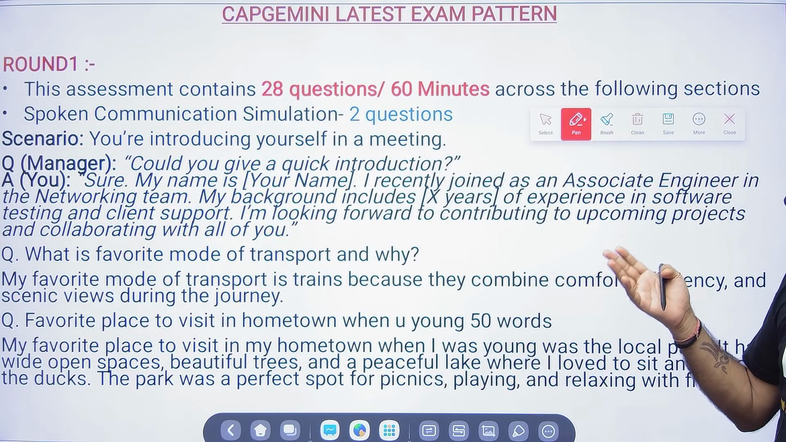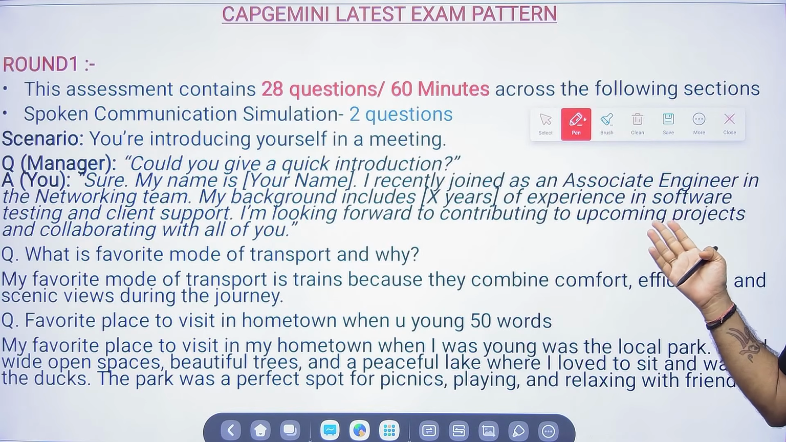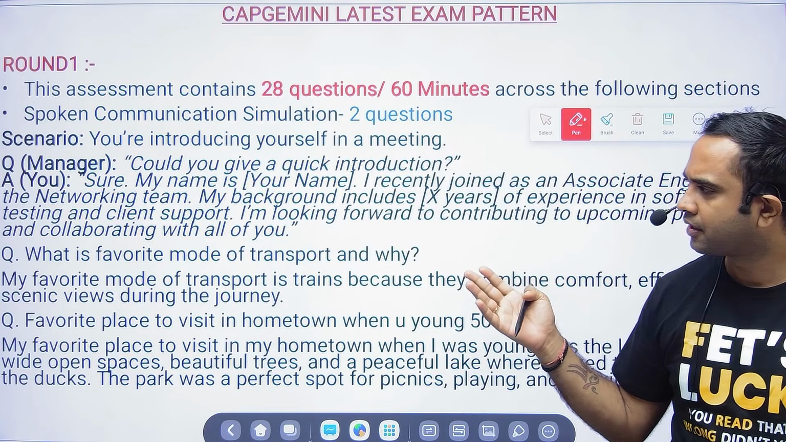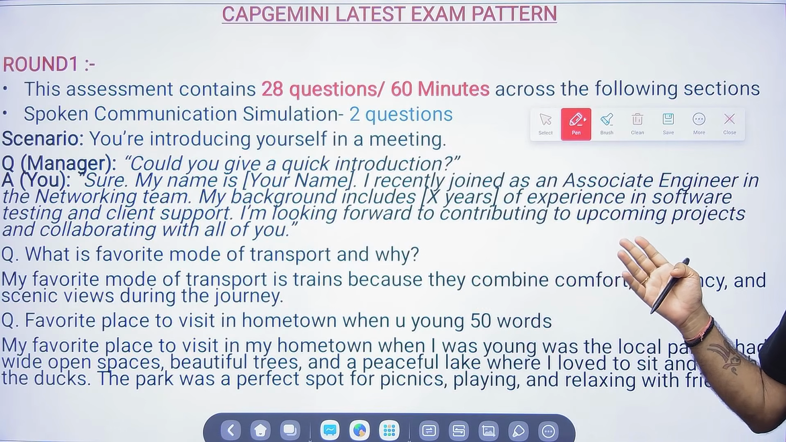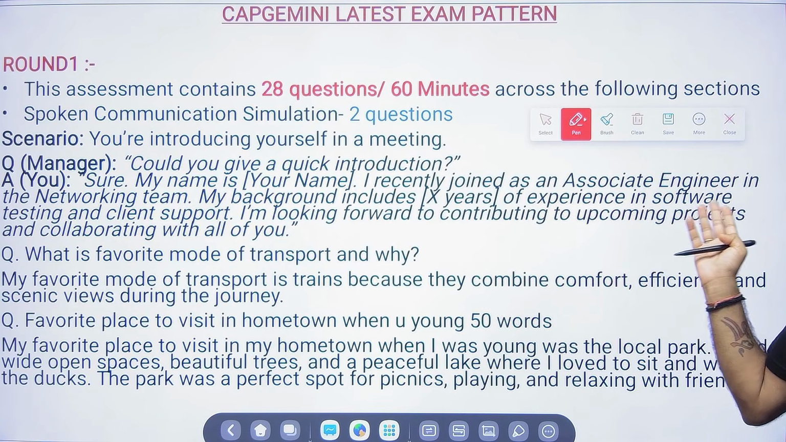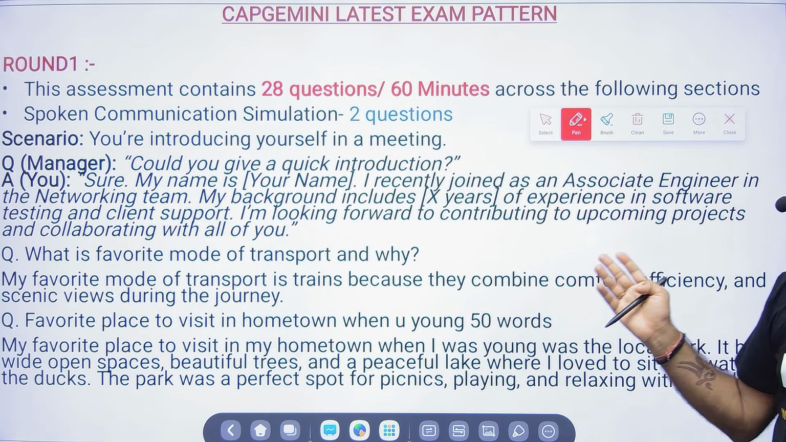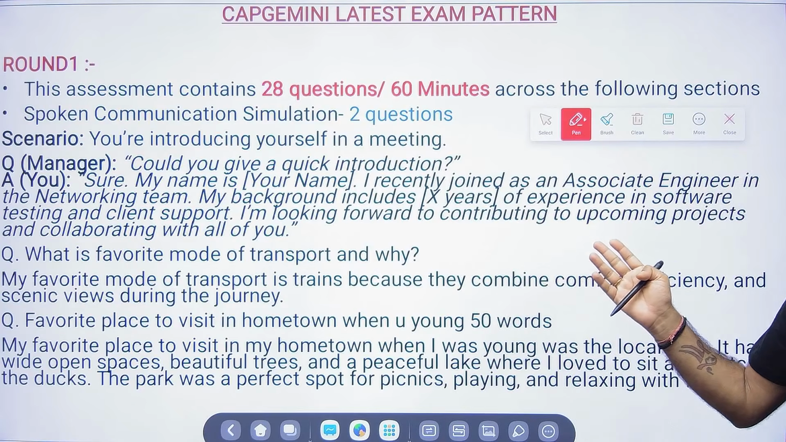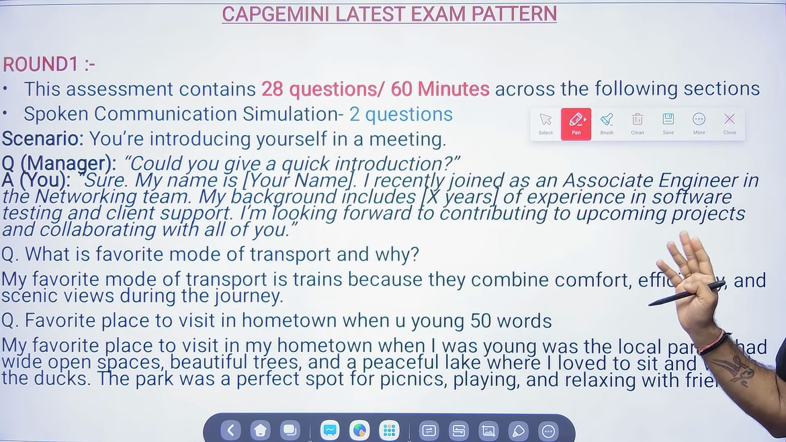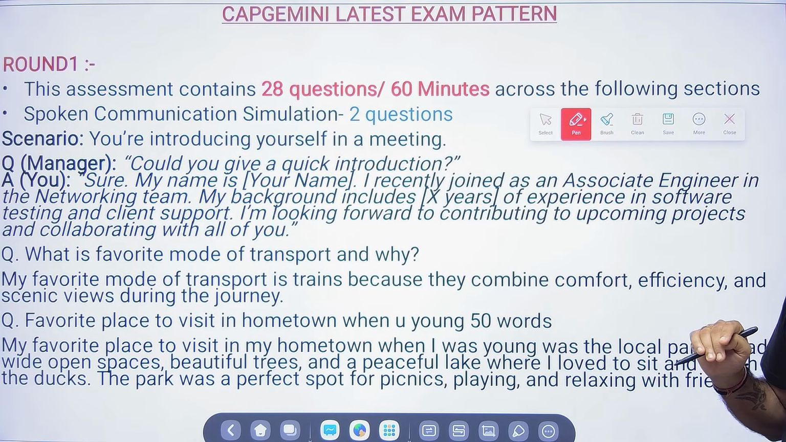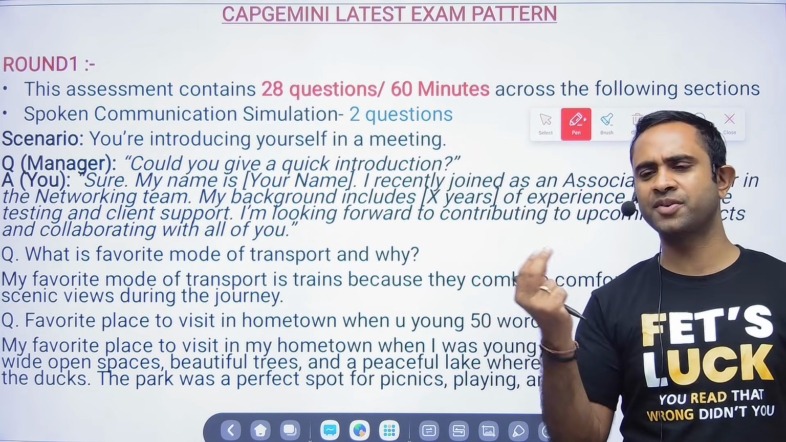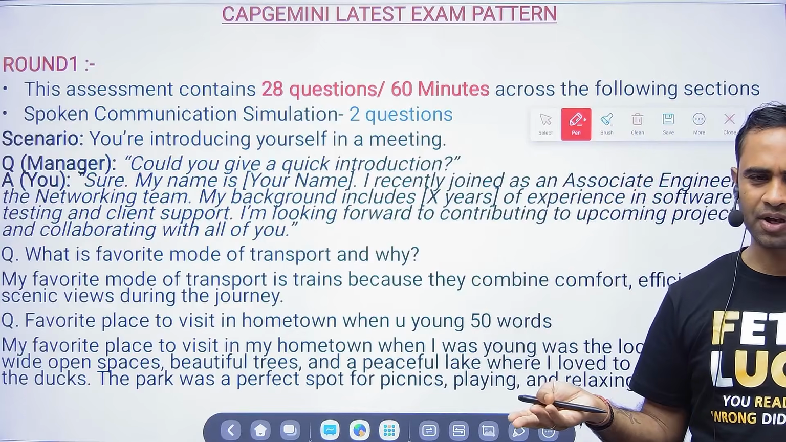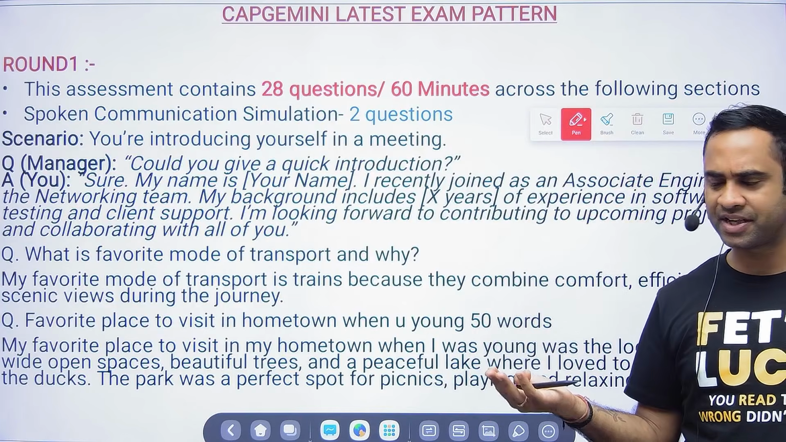So sure, my name is Pratik Srivastava. I recently joined as an associate engineer in the networking team. My background includes 2 years of experience, 1 year of experience, or 0 years of experience in software testing and client support. I'm looking forward to contributing to upcoming projects and collaborating with all of you. These are some standard terms: contributing to the company growth, collaboration with the team members, right?